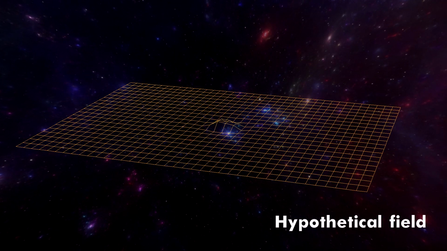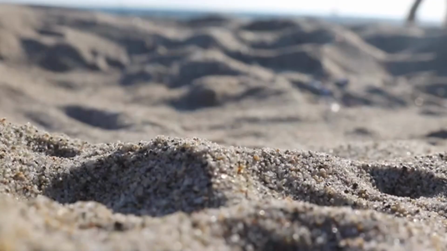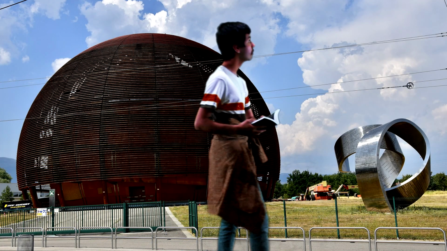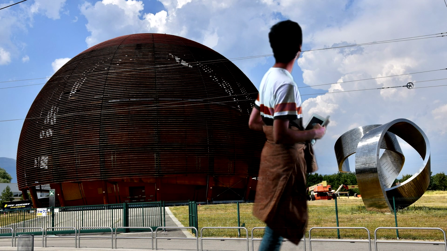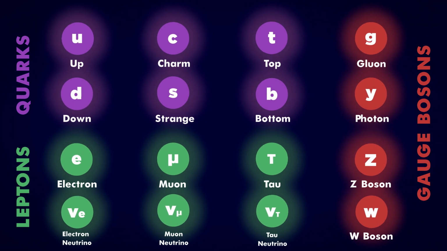See, all fundamental particles here are just fluctuations of their respective field, kind of like bumps on the sand. But keep in mind, all these particles would actually be massless if not for the Higgs field, whose existence was confirmed by the discovery of the Higgs boson at CERN back in 2012. This is the so-called God particle that allows the existence of pretty much everything. It was first predicted by Peter Higgs and François Englert in order to explain how some particles acquired mass.